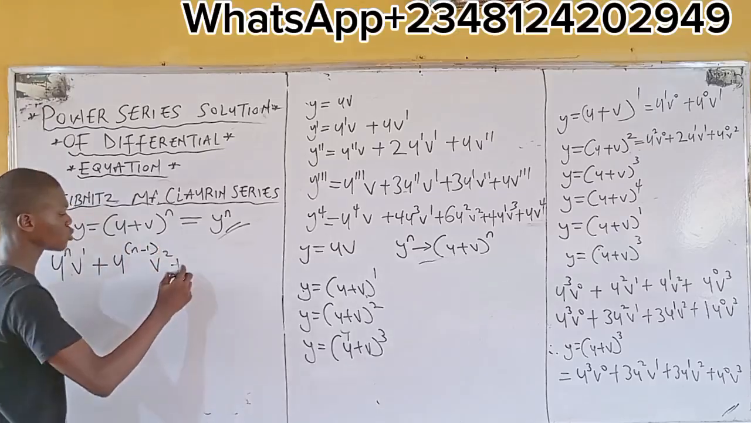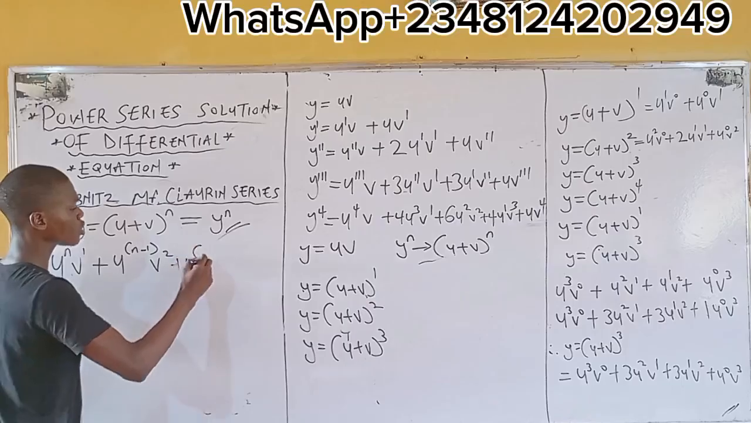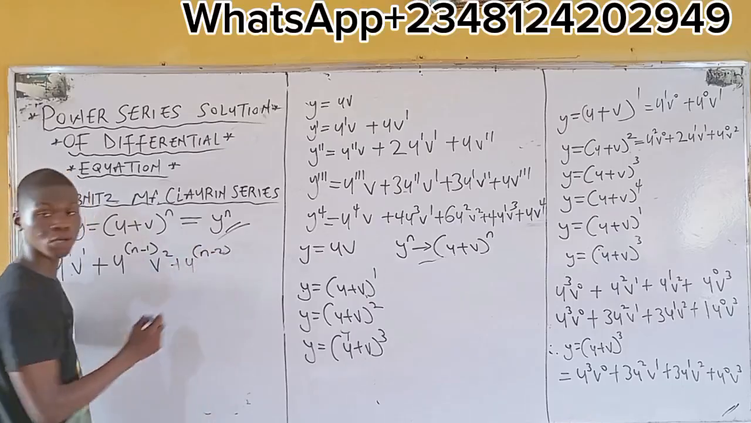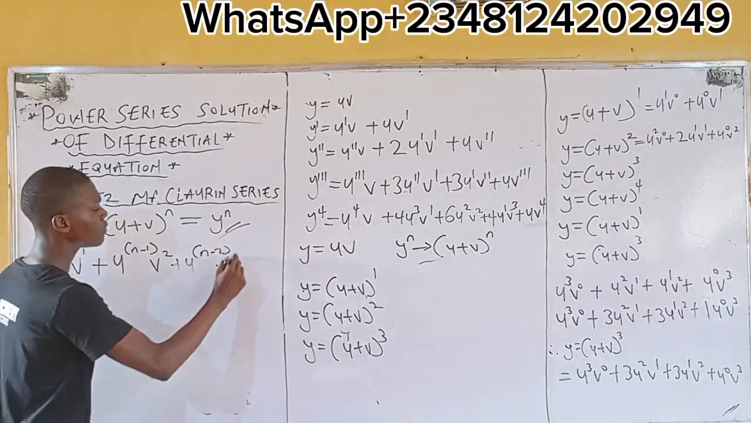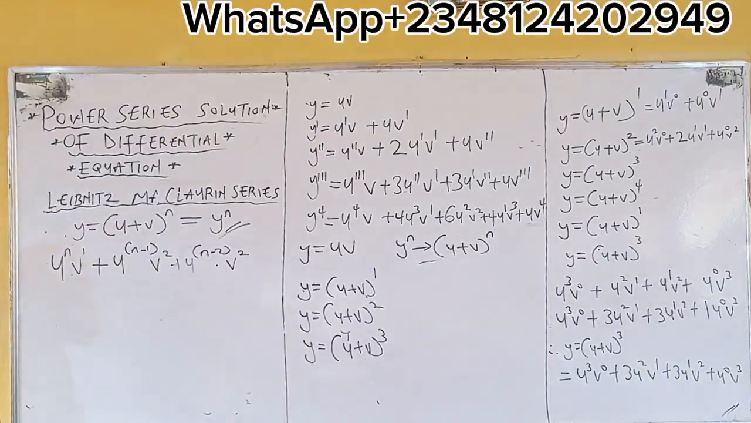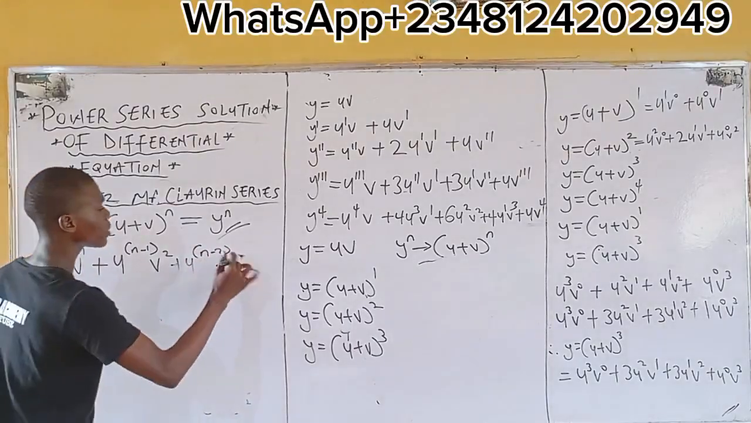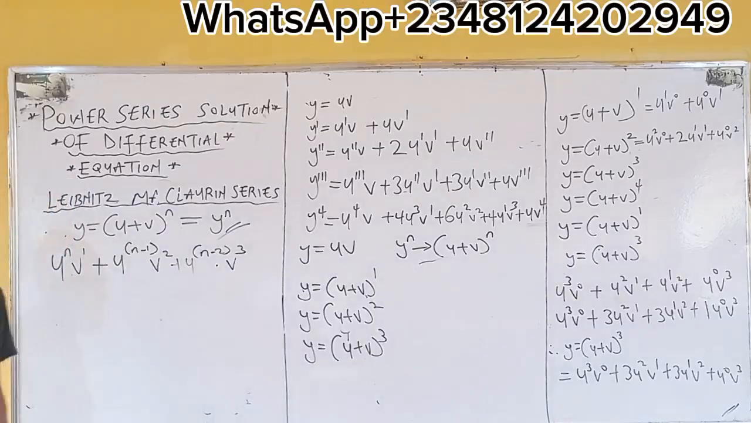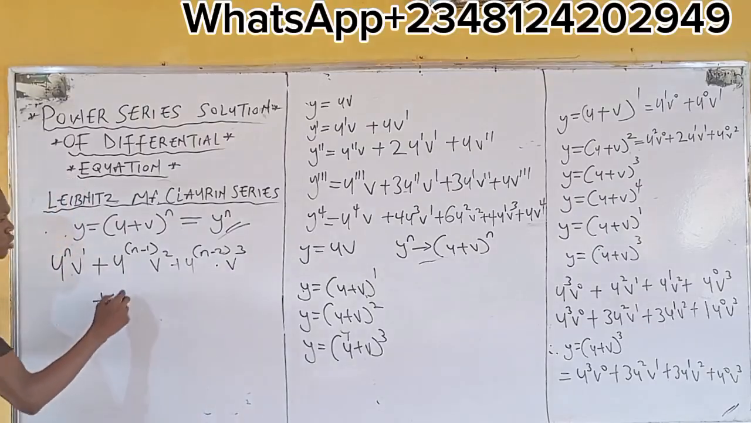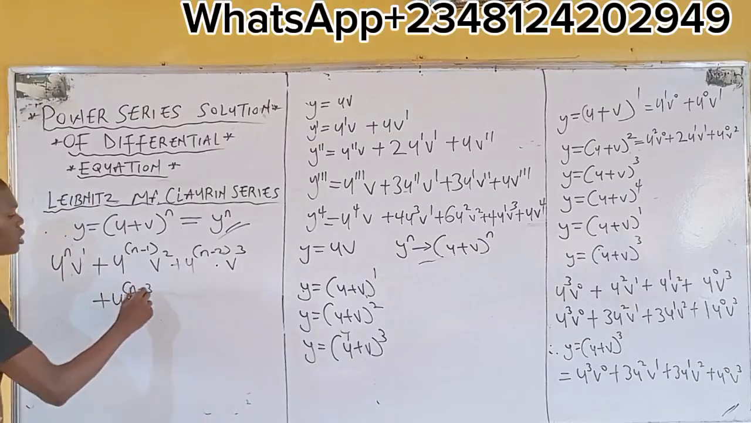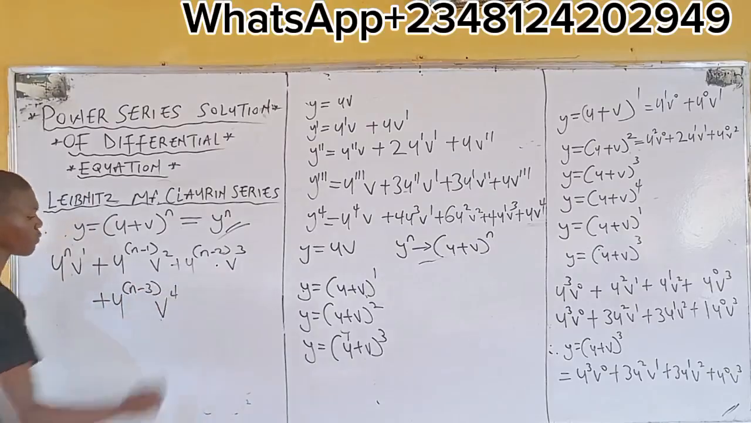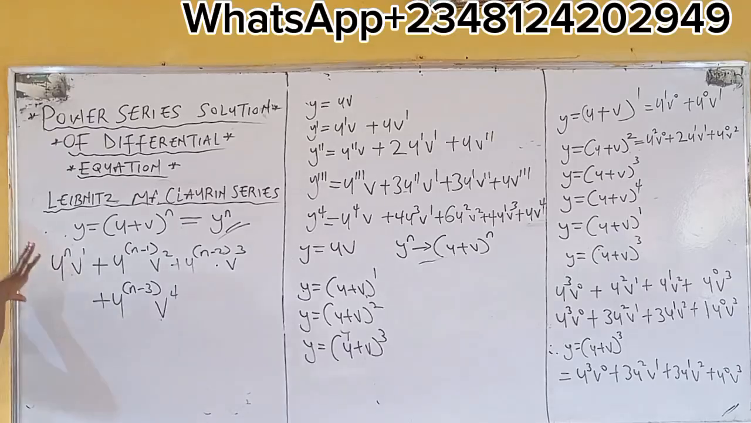Plus the next one is what? U raised to the power of n minus 2, right? Multiplying v raised to the power of 3, right? Plus u raised to the power of n minus 3 multiplying v raised to the power of 4. This is the function of u and v.